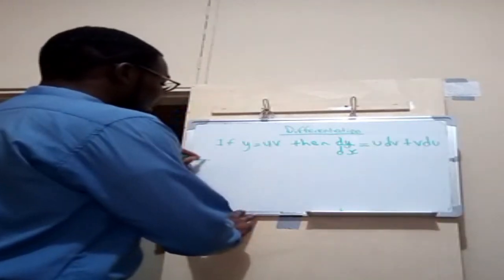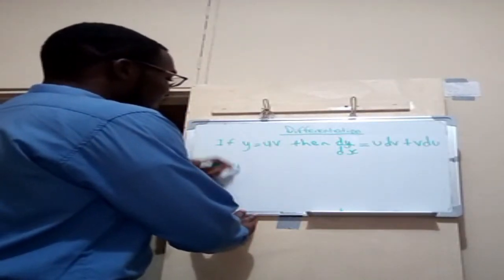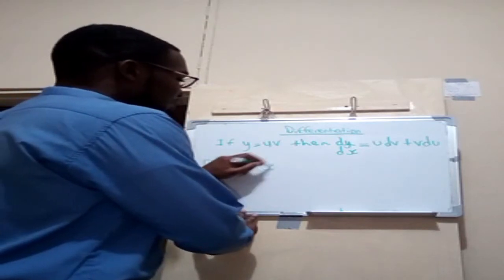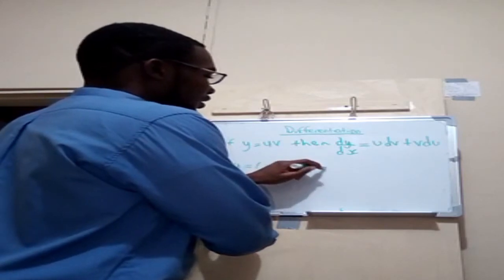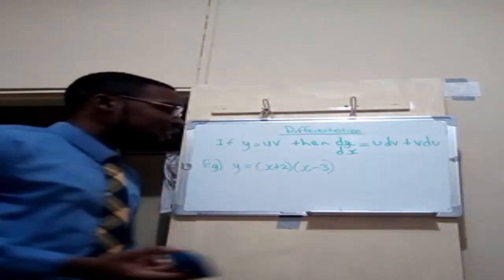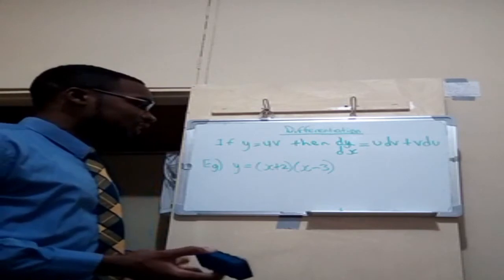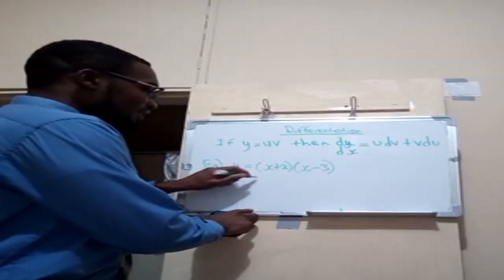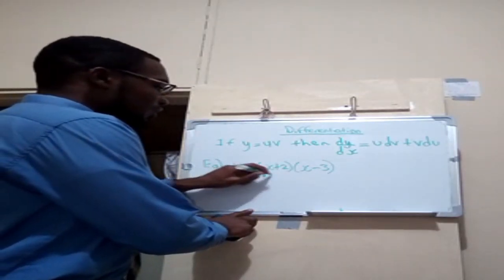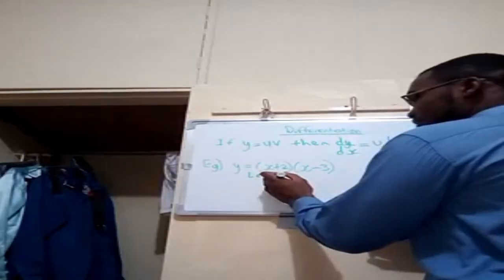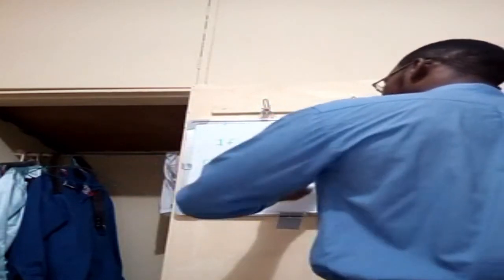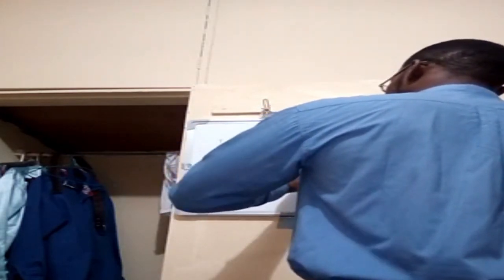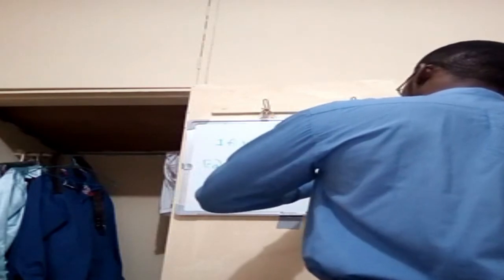So let's apply this to a question. Example, let's say y is equal to x plus 2 times x minus 3. So the first thing you're going to do is let u equal x plus 2, and v is equal to x minus 3.